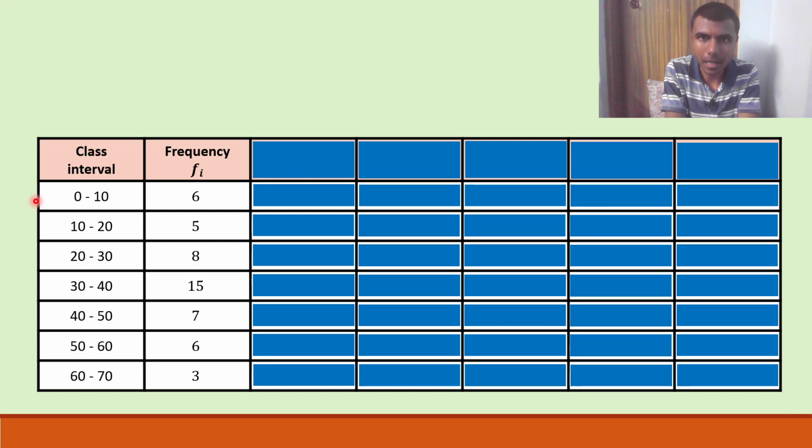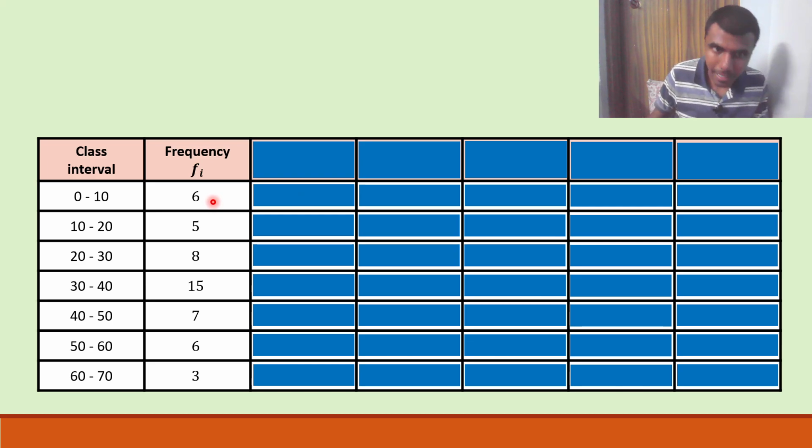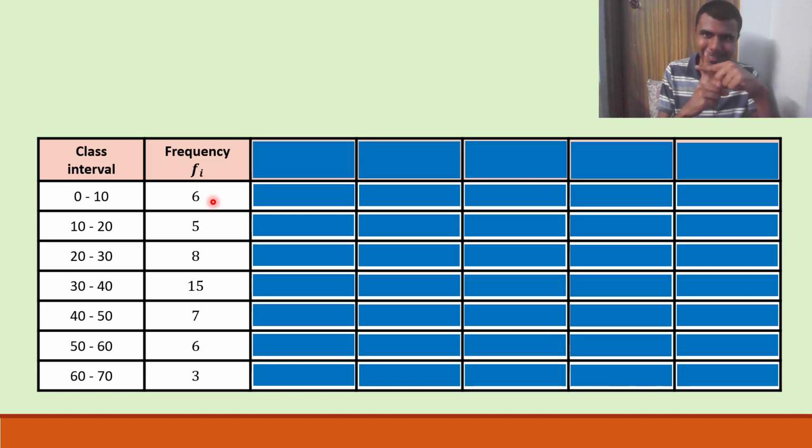Now let's get started. What to do in the beginning? In the beginning, just find out the sum of frequencies. These are my frequencies, just add them. 6 plus 5, 11. 11 plus 8, 19. 19 plus 15, 34. 34 plus 7, 41. 41 plus 6, 47. 47 plus 3, 50. So the sum of frequencies is 50.